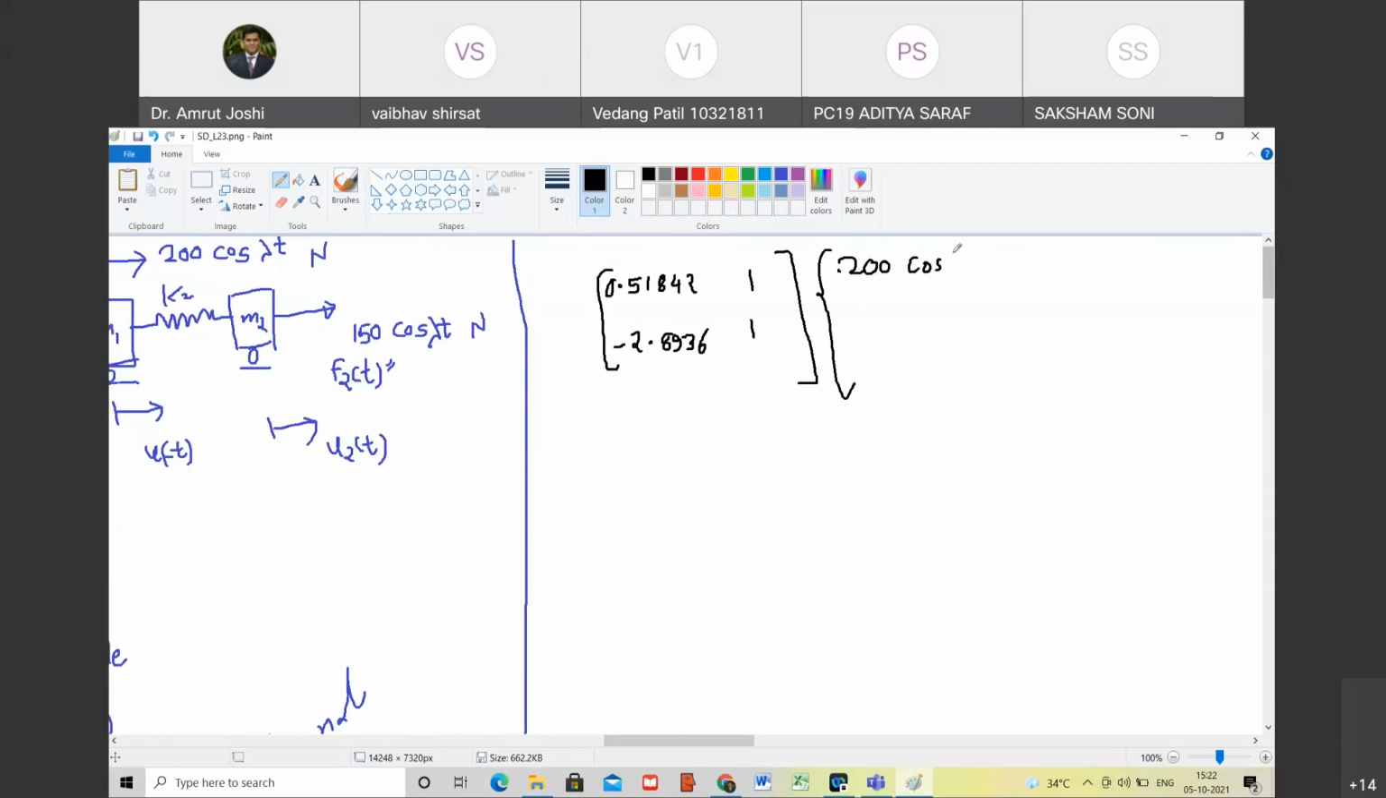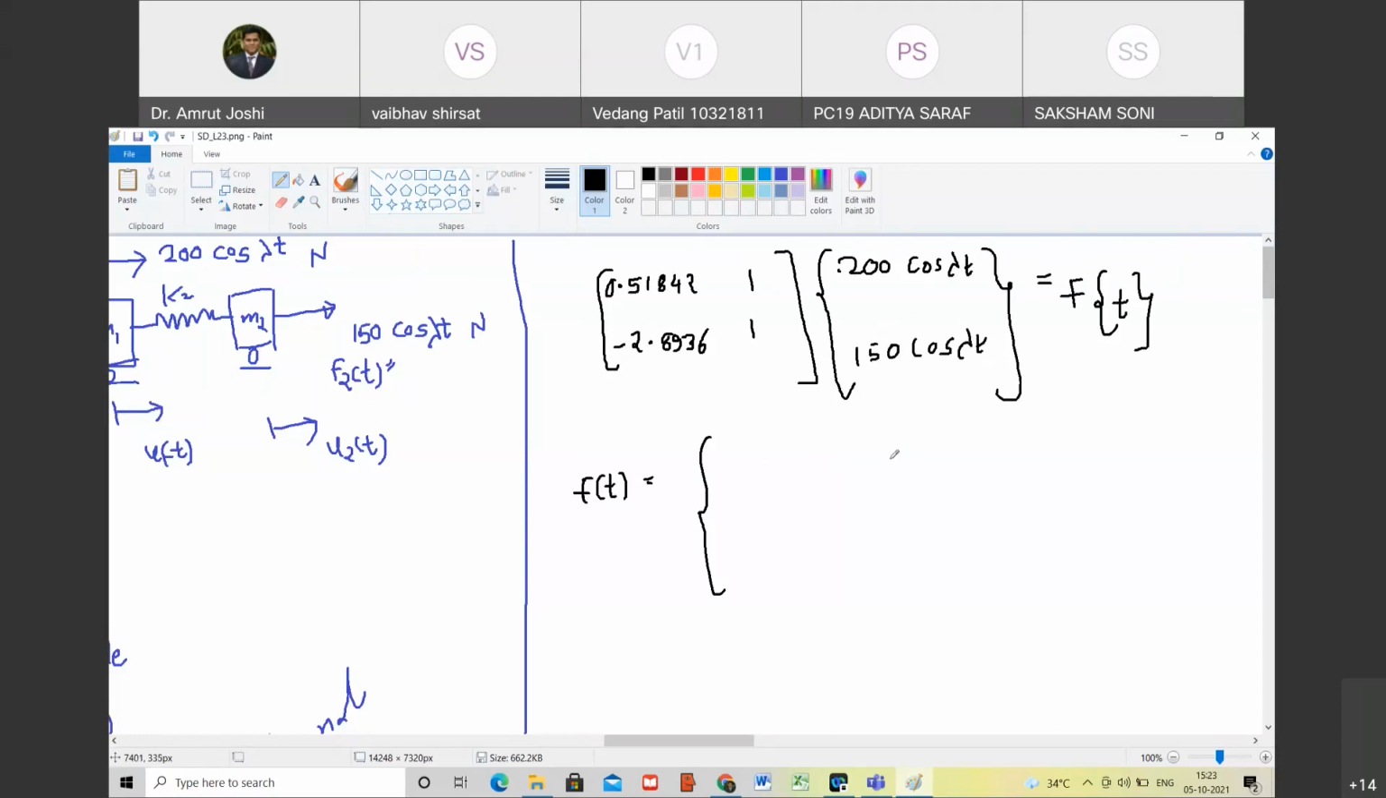Are you with me? This is capital F of t, so it is the generalized force matrix. So what is the generalized force matrix, capital F of t? Tell me the value. It is going to be 0.51842 into 200 cos lambda t plus 1 into 150 cos lambda t.